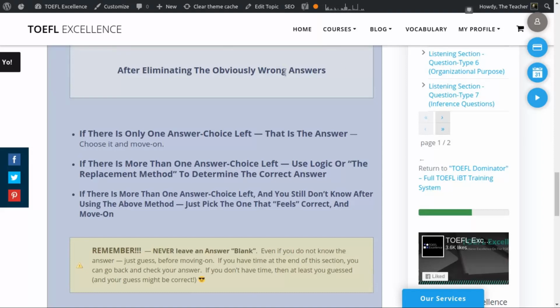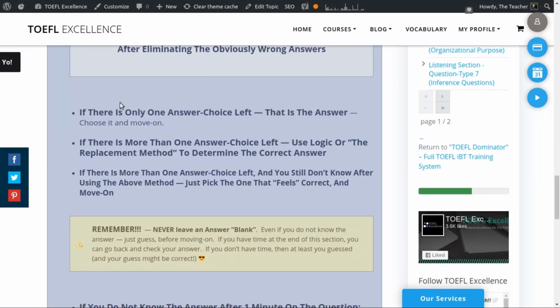So this is a little bit of a review because we just talked about this, but after eliminating the obviously wrong answer choices, if there's only one answer choice left, then that is the answer. Now, it is possible that you could be wrong, but in most cases, you're probably right. If there's only one that makes sense, if there's only one that fits in the sentence, that is the answer. Choose it and move on. And don't spend any more time worrying about if it's correct or not. Just choose it and move on. And that is one way that you can save a lot of time.